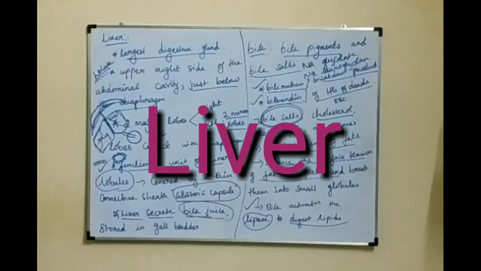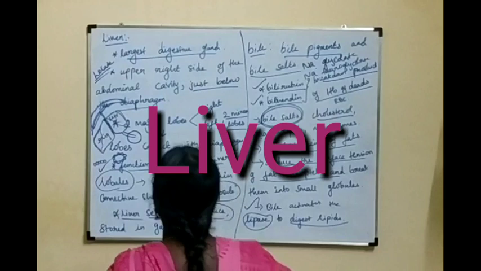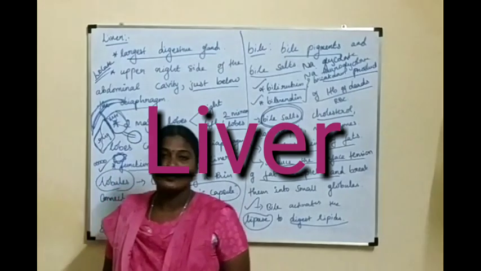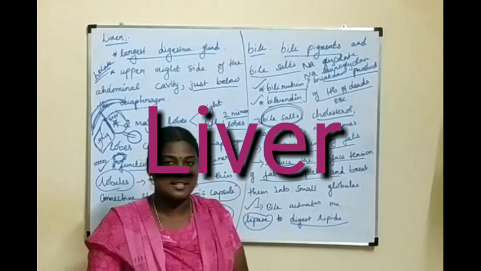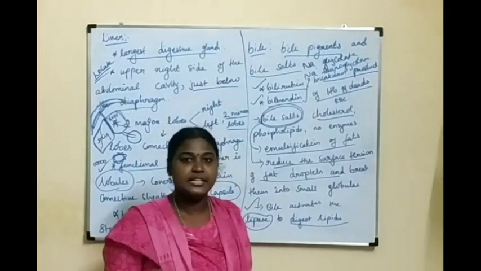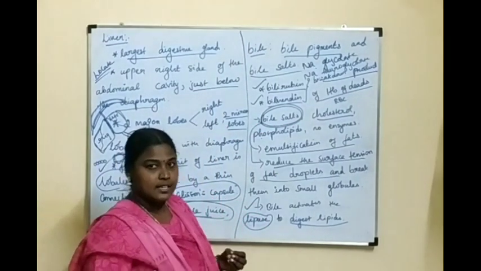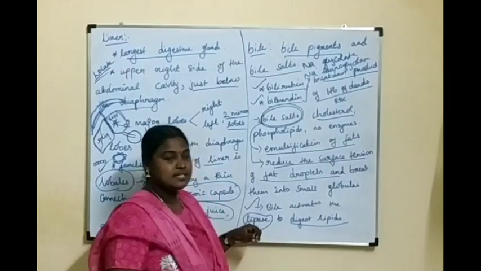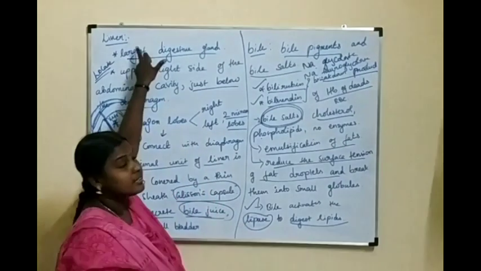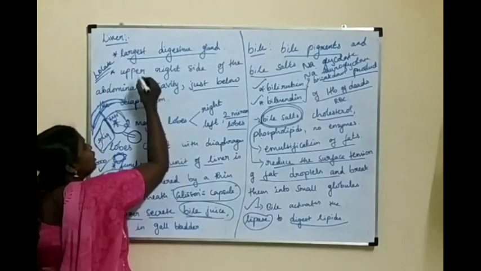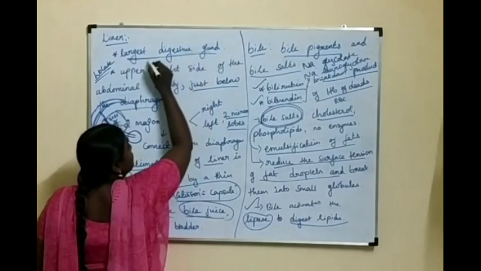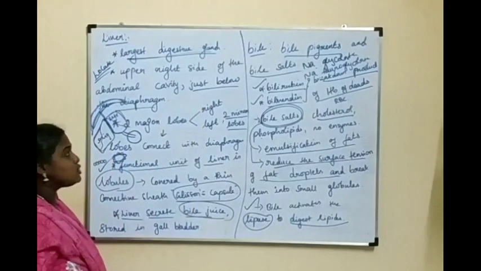Okay, dear students, today we study about the liver. Last class we discussed the digestive glands. What are the glands? Last class we discussed the salivary glands and the intestinal glands. So this class we understand the liver. The liver is the largest digestive gland.